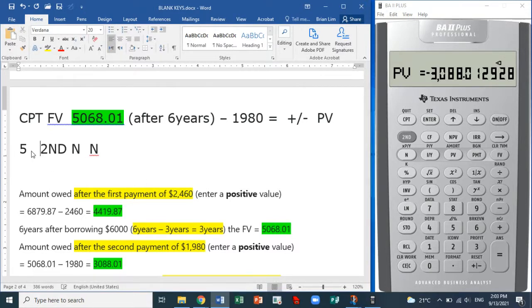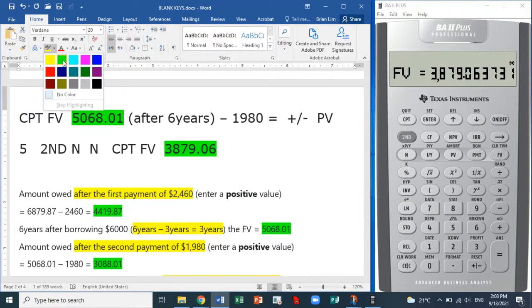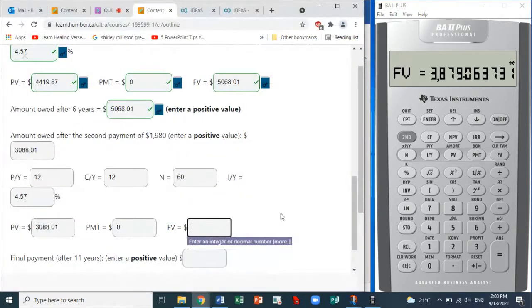Okay, let's open up some more space in there so we don't get confused. And then we do what? Well, we compute the future value. All right, and then we should get an answer. So 5 second N, N, and we compute the future value, and we get 3879.06. Right, so that would be the answer, and hopefully we are correct. So that is the number that should go in here.